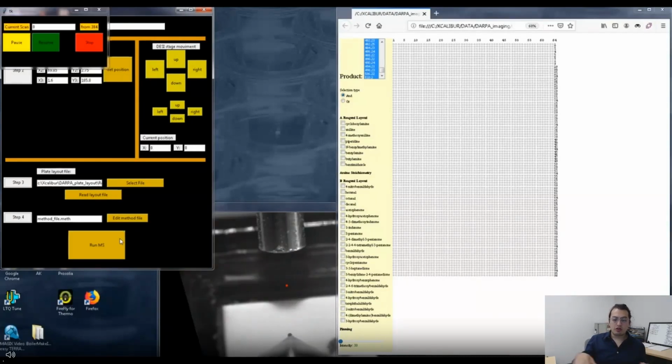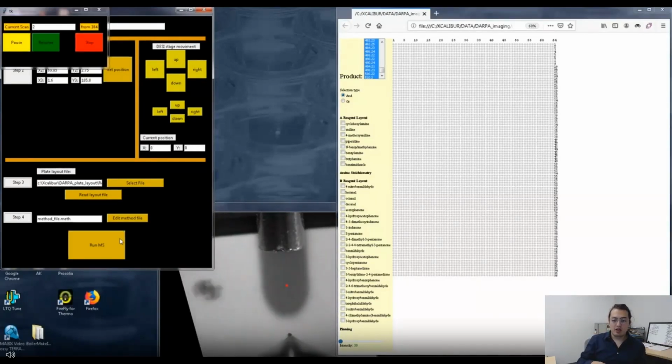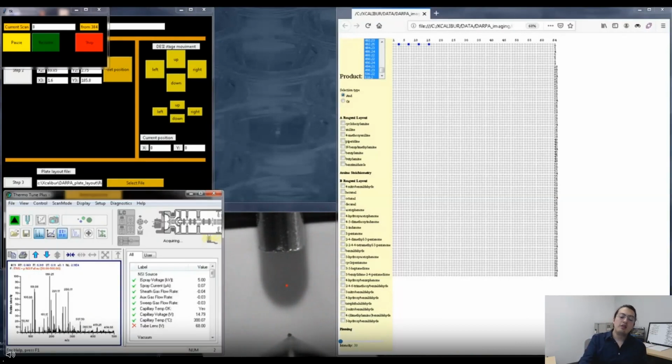We go through the corners, we know all the positions of our array, then we start. As you see now, the stage is moving underneath the spray. Some spots have some color, and you can see them moving. Then here you see live mass spectral data acquisition, all the spectra that are coming from the different samples.